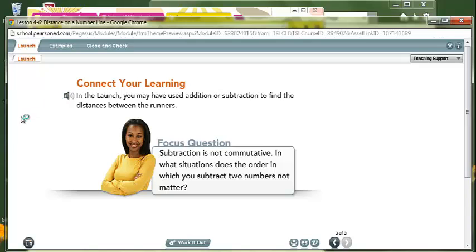In the launch, you may have used addition or subtraction to find the distances between the runners. Subtraction is not commutative. In what situations does the order in which you subtract two numbers not matter? Okay, so let's go to our examples now.